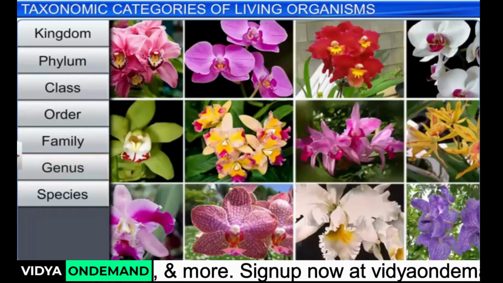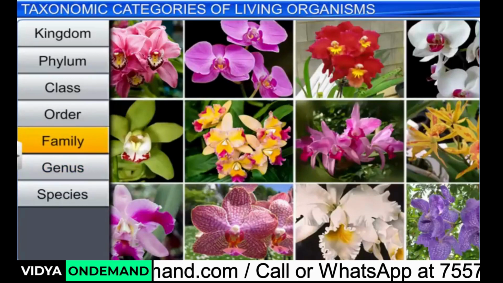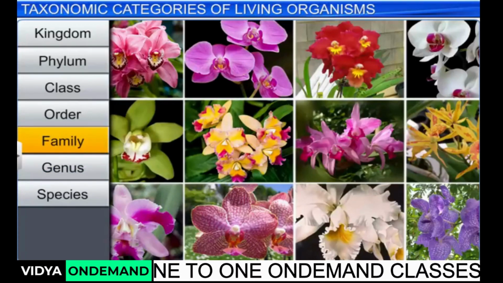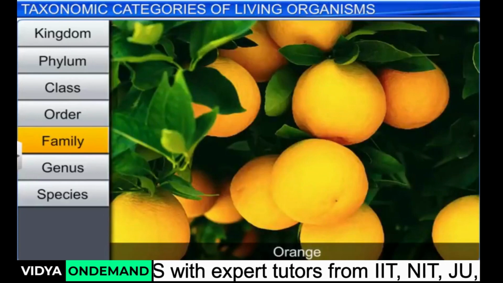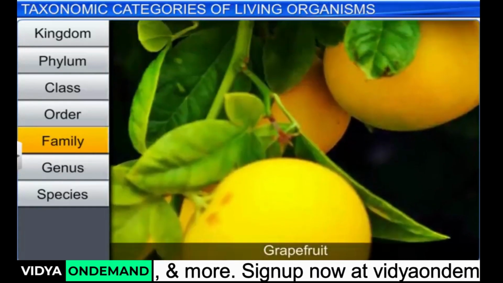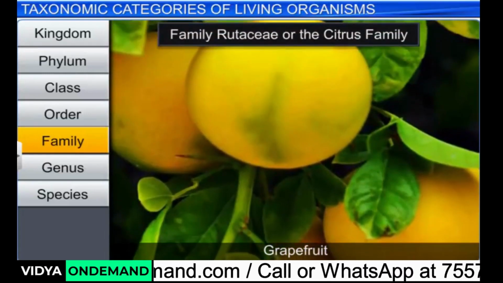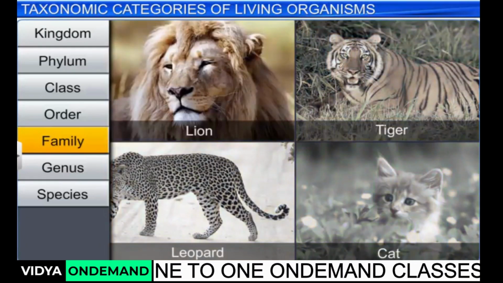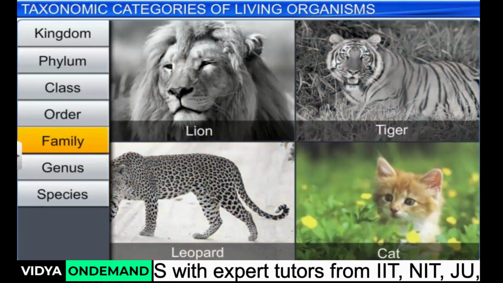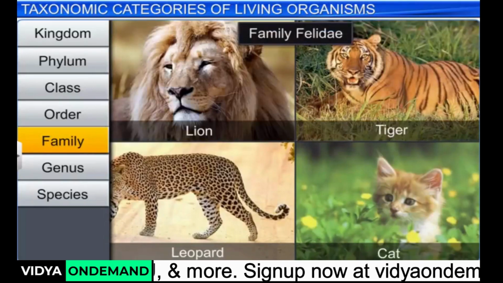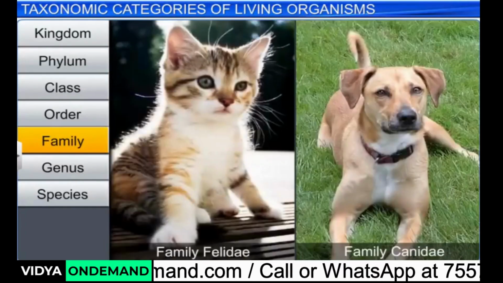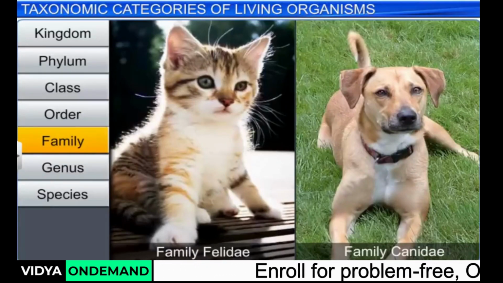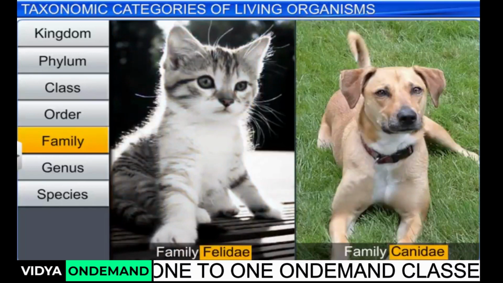The next rank or category is family, which consists of a group of related genera with fewer similarities as compared to genus and species. For example, orange, lemon, and grapefruit belong to the family Rutaceae or the citrus family. Likewise, the lion, the tiger, the leopard, and the cat fall into the family Felidae. Although a cat and a dog exhibit some similarities and some differences, they are separated into two different families, Felidae and Canidae, respectively.